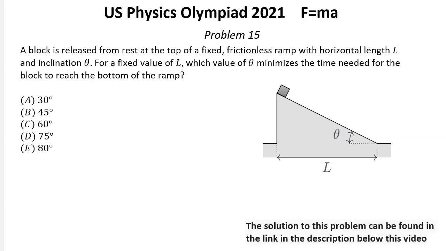Problem number 15. A block is released from rest at the top of a fixed frictionless ramp with horizontal length L and the inclination theta. For a fixed value of L, which value of theta minimizes the time needed for the block to reach the bottom of the ramp?